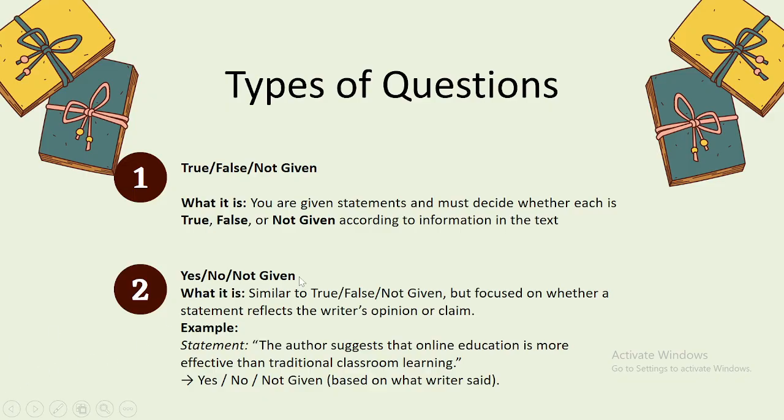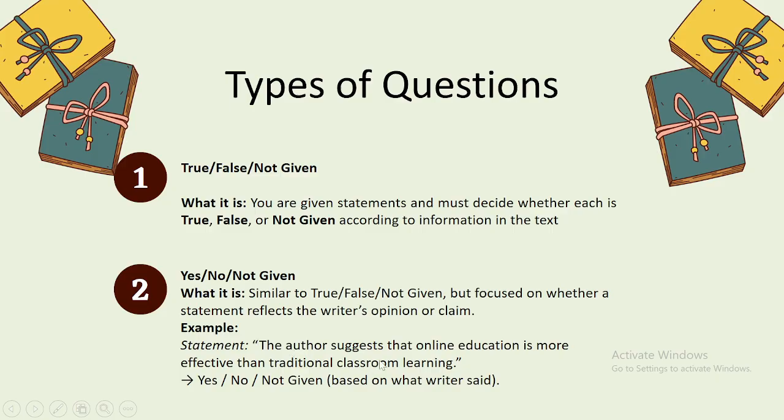Okay, the second type of question is yes, no, not given. Yes, no, not given is to some extent similar to true, false, not given, but it also has a difference. The main thing is, the yes no not given question focuses on whether a statement reflects the right opinion or claim, whereas true false not given focuses on exact information, and that is the main difference between true false not given and yes no not given.